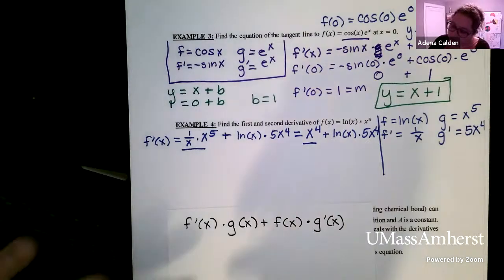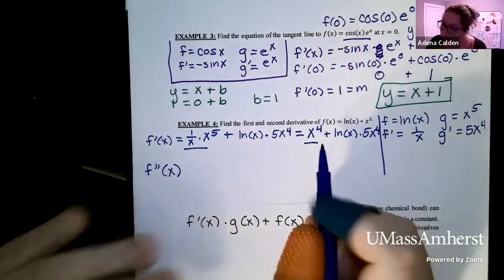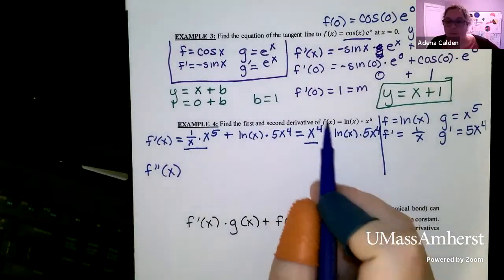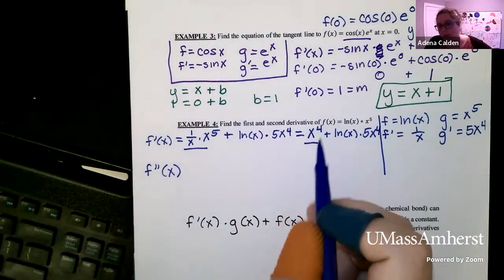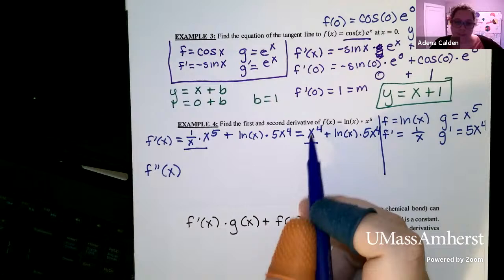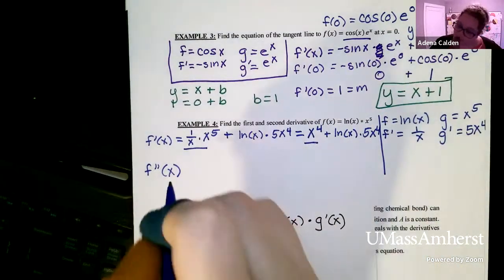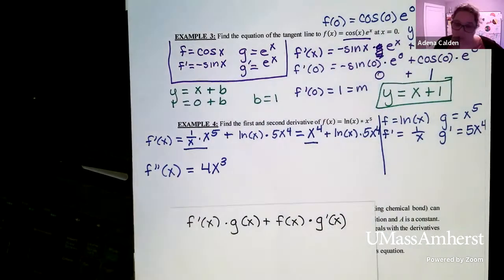So now when we go ahead and start looking at the second derivative, we're going to go term by term. So the first term is x to the 4th. There's nothing extra complicated about that that indicates that we would need to use anything other than the power rule. So we take x to the 4th, and when we take the derivative, we get 4x cubed.